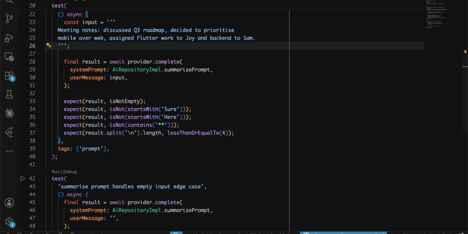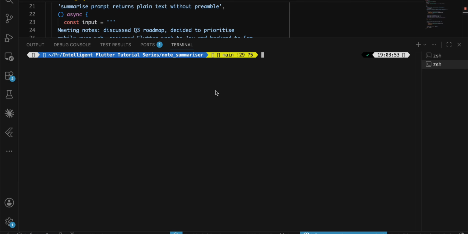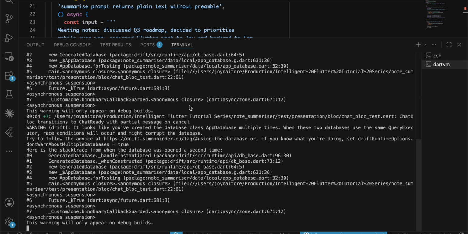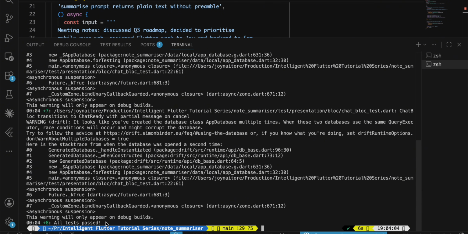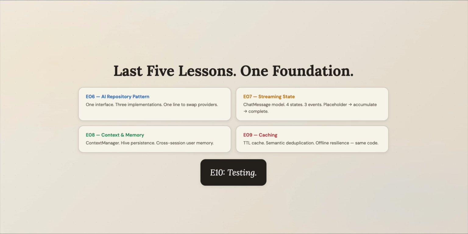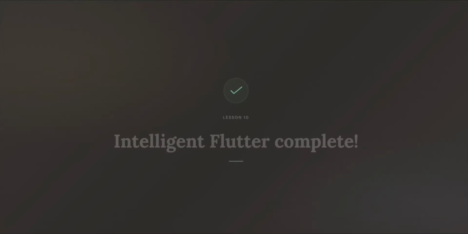So this is what the test suite looks like. Around 12 tests in seconds, no network and no API key. Now, the last 5 lessons: the AI repository patterns, streaming state management, context management, conversation memory and caching, and now testing. You have a complete production-grade AI architecture: layered, testable, swappable, and resilient. The kind of foundation that makes new features cheap to add and bugs easy to find. So the architecture is built, the tests are written, 10 lessons done.